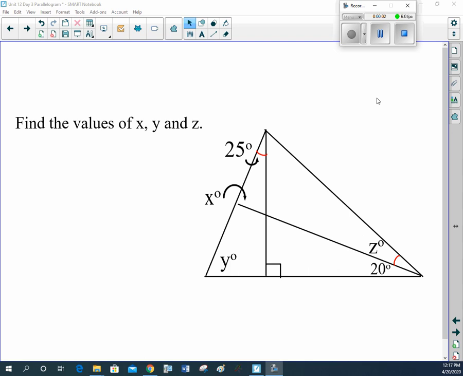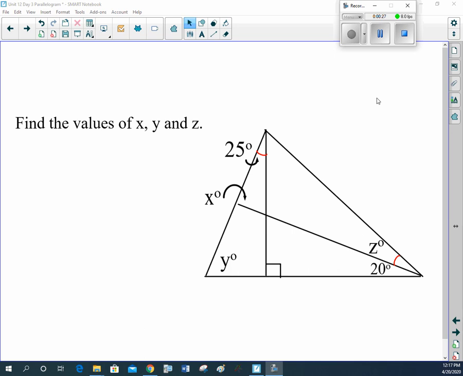Okay, this is the second part of the 12.3 notes. The first part dealt mostly with parallelograms. This second part is just a bunch of random geometric theorems to help you solve problems using those theorems. To begin with, though, this first slide right here is just a bunch of overlapping triangles. So we're just going to use that idea of overlapping triangles to figure out what x, y, and z are.